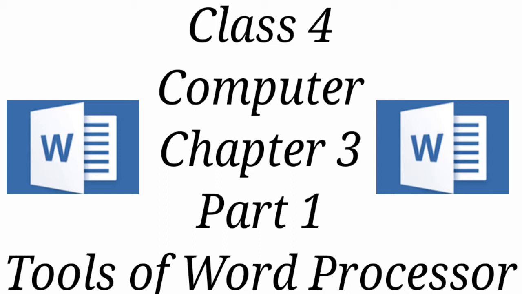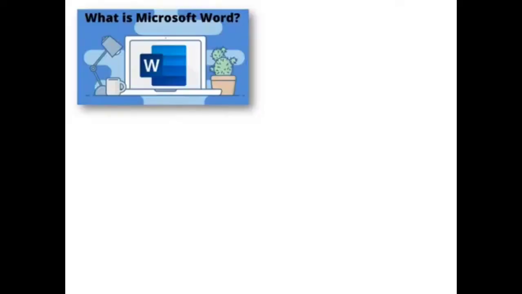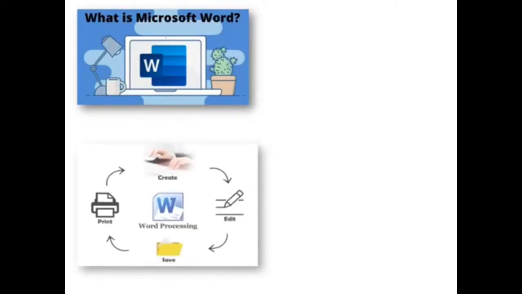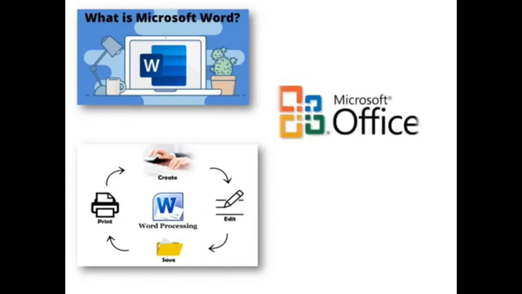Today, we are going to start chapter number 3 of class 4, Computer Tools of Word Processor. In this chapter, we are going to learn what is Microsoft Word. Microsoft Word is an application software used for word processing. It is used to create a file, edit a file, save a file, and print a file. And this is a part of Microsoft Office.